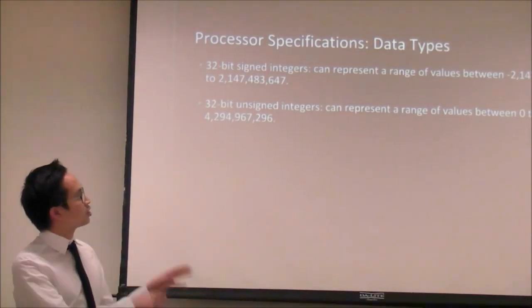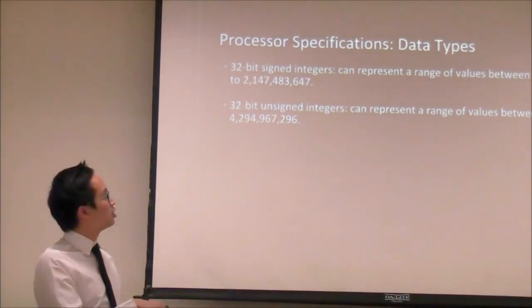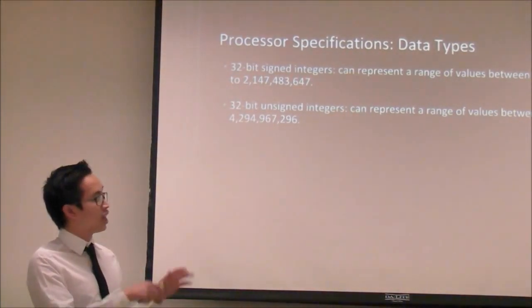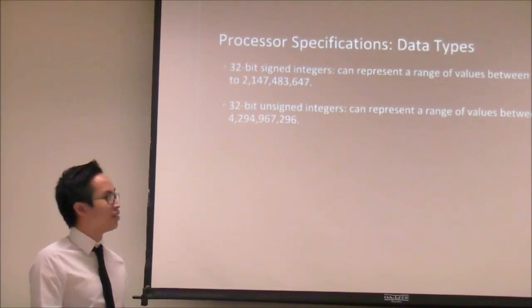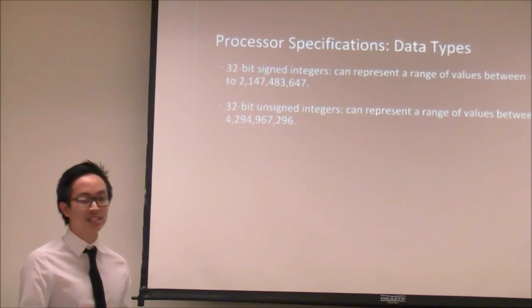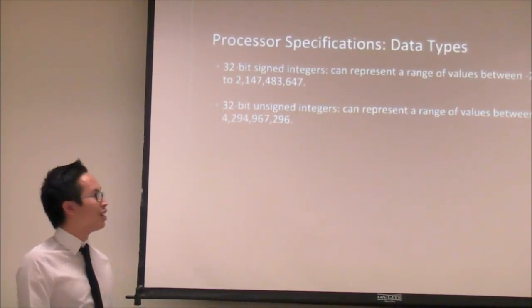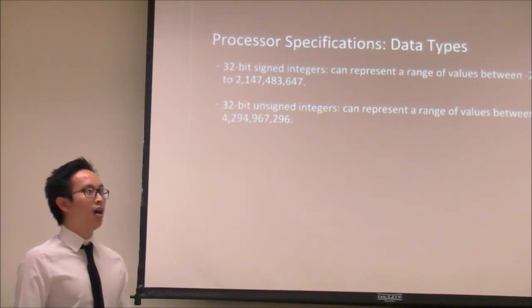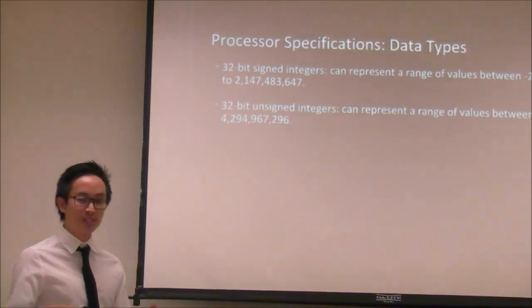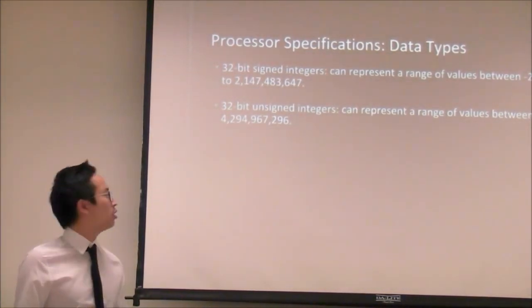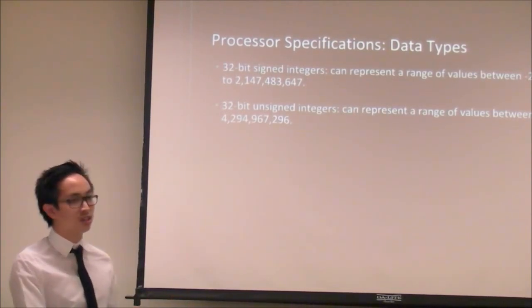In our processor classification data types, we have 2 different data types. We have a 32-bit signed integer data type, which is able to represent a range of values between negative 2,147,483,648 to positive 2,147,483,647. Our second data type is the 32-bit unsigned integers, which can represent a range of values between 0 to 4,294,967,296.